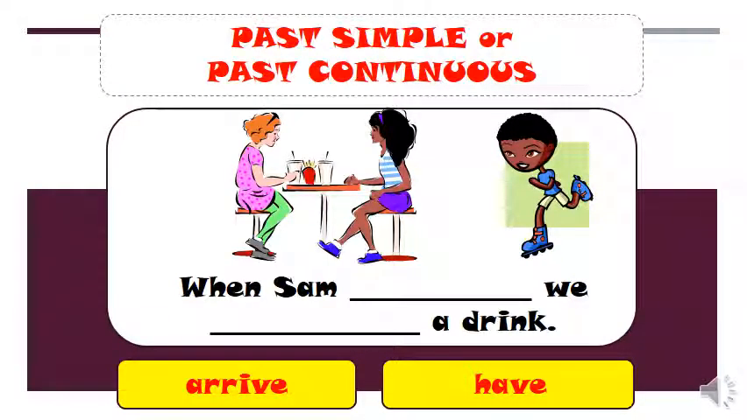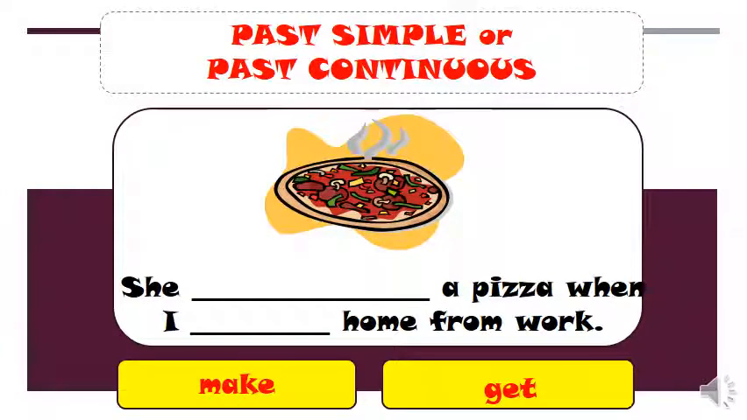When Sam, we a drink. We have two verbs. We have arrive and have. Perfect. When Sam arrived, we were having dinner. She a pizza when I home from work. Use the verbs make and get. Excellent. She was making pizza when I got home from work.